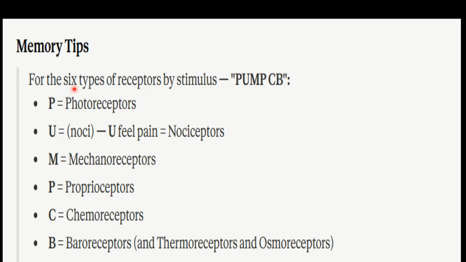But before that, one more thing, a memory tip, because we have learned so many things today. How will you remember it? For the 6 types of receptors by stimulus, you can learn it with one word: PUMP CB. It stands for photoreceptor, you feel the pain, that is nociceptor, mechanoreceptor, proprioceptors, chemoreceptors, and baroreceptors. That includes thermoreceptors and osmoreceptors.